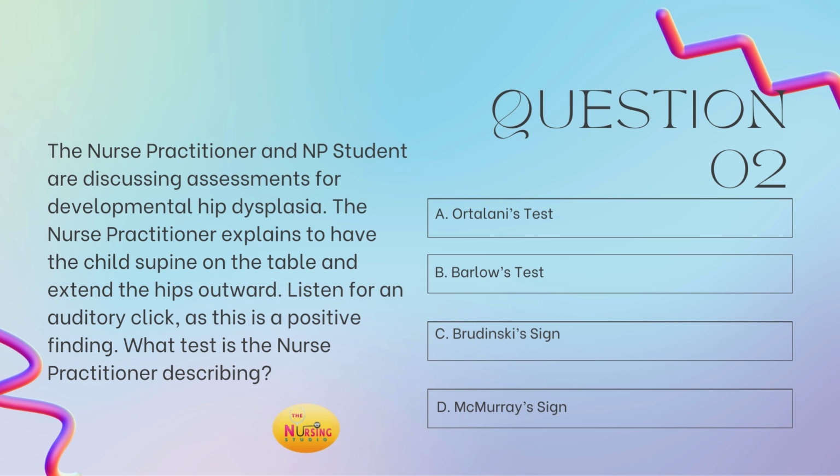The way I like to think of Ortolani's is, with Ortolani's, we extend the hips outward: O for outward, O for Ortolani's. We're going to have that child lying flat, supine on their back, and you're going to take their legs. You can hold thighs, knees, or ankles, whichever, to better stabilize the child. And you're going to extend their hips outward. You'll hear the click as the hip dislocates if there is some developmental hip dysplasia. So again, A, Ortolani's is the answer.